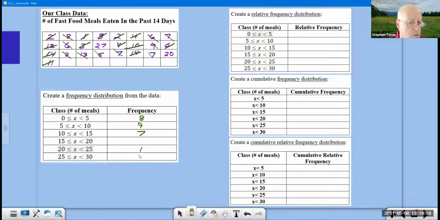So those are going to be 1 each in those categories, and I'm going to put a 0 in the category that goes from 15 to 19. And as a double check, I'm going to add up these frequencies. 8 plus 9 is 17, plus 7 is 24, 25, 26. So apparently I counted something twice because I've only got 25 data values.